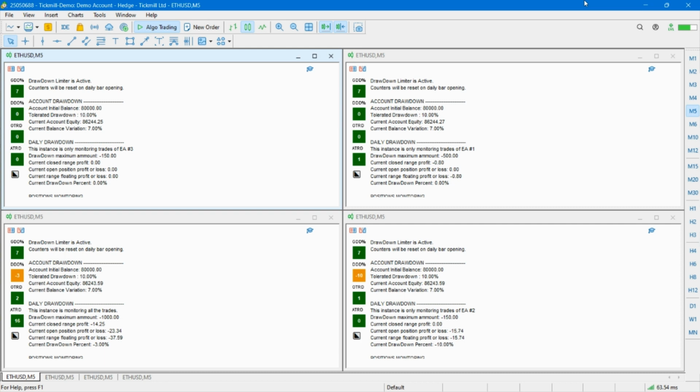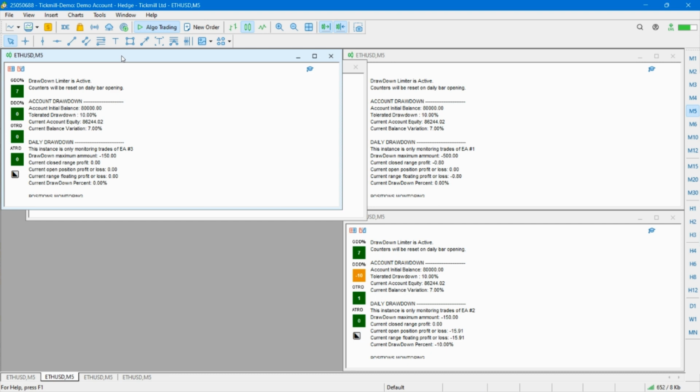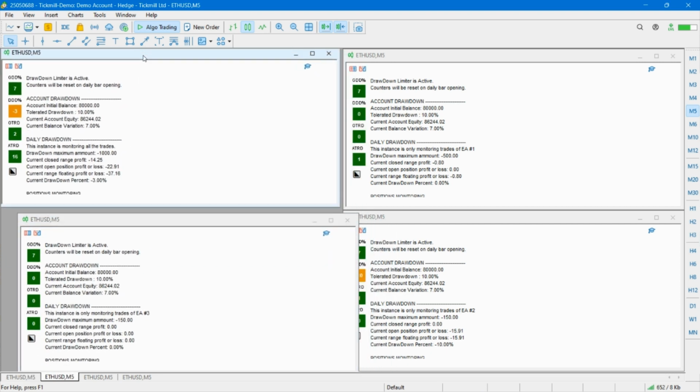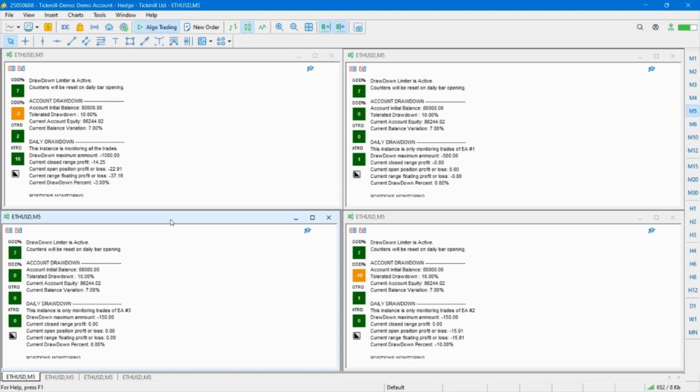So in this case, I have configured the 4 different expert advisors, as you can see on my screen. I have that expert advisor that is managing all my account, which is here. Let me just change the order a little bit so it becomes more logical. All right. So you can see the difference is in the comments. This instance is monitoring all the trades, while this one is monitoring EA trades of EA number 1, EA number 2, and EA number 3. So you can see here, I have the 4 that are launched.